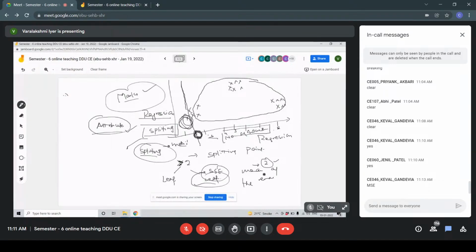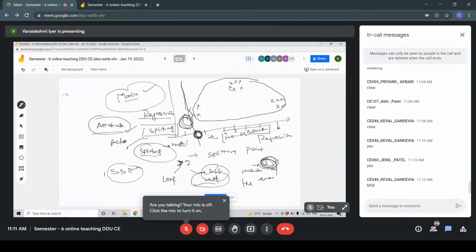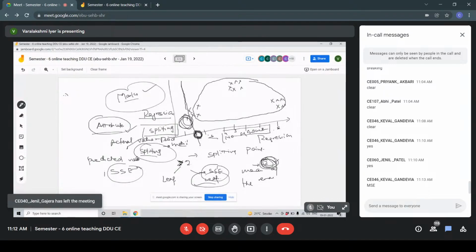Okay, so for example, considering this 2 as one of the splitting points, I'll calculate the SSE, the sum of the square errors. That is, for example, this is a split point that I have estimated. So I'll calculate the actual value minus the predicted value, or predicted value minus actual value, whatever it is, the whole square. I'll estimate this for each of the points, and I'll get the total sum of the square errors in the regression tree created by this splitting point, that is 2.